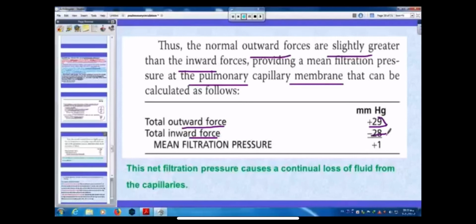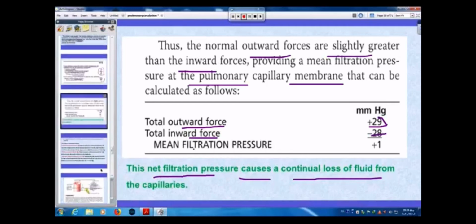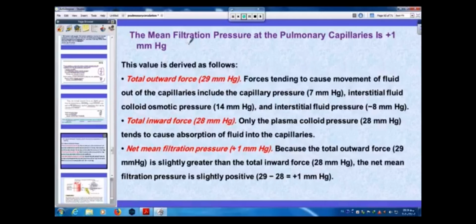Minus 28. The mean filtration pressure is +1. This net filtration pressure causes a continual loss of fluid from the capillaries, okay? It's not equal forces in the same direction. The mean filtration pressure at the pulmonary capillaries is +1 millimeter mercury.